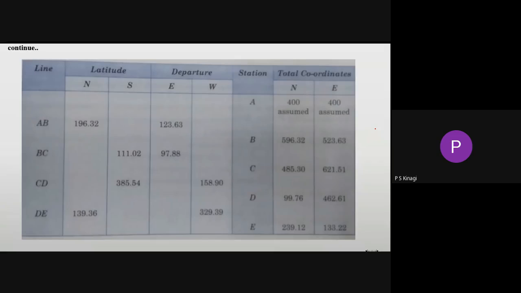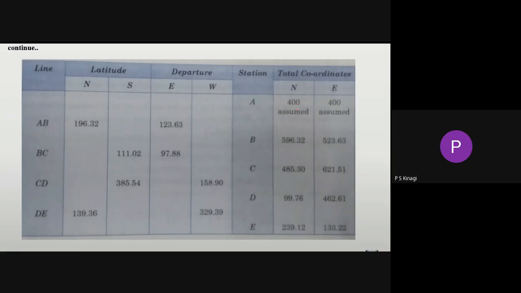I will show one table here. What are the total coordinates here? After the calculation, I have taken the data of the same problem, and I have written here with respect to line, latitude and departure, and for making the sign convention, I have written north direction and south, east and west. So in the north column, I have written the positive latitude value. In the south column, I have written the negative value. Similarly, east and west: these are the positive and these are the negative values of the departure.